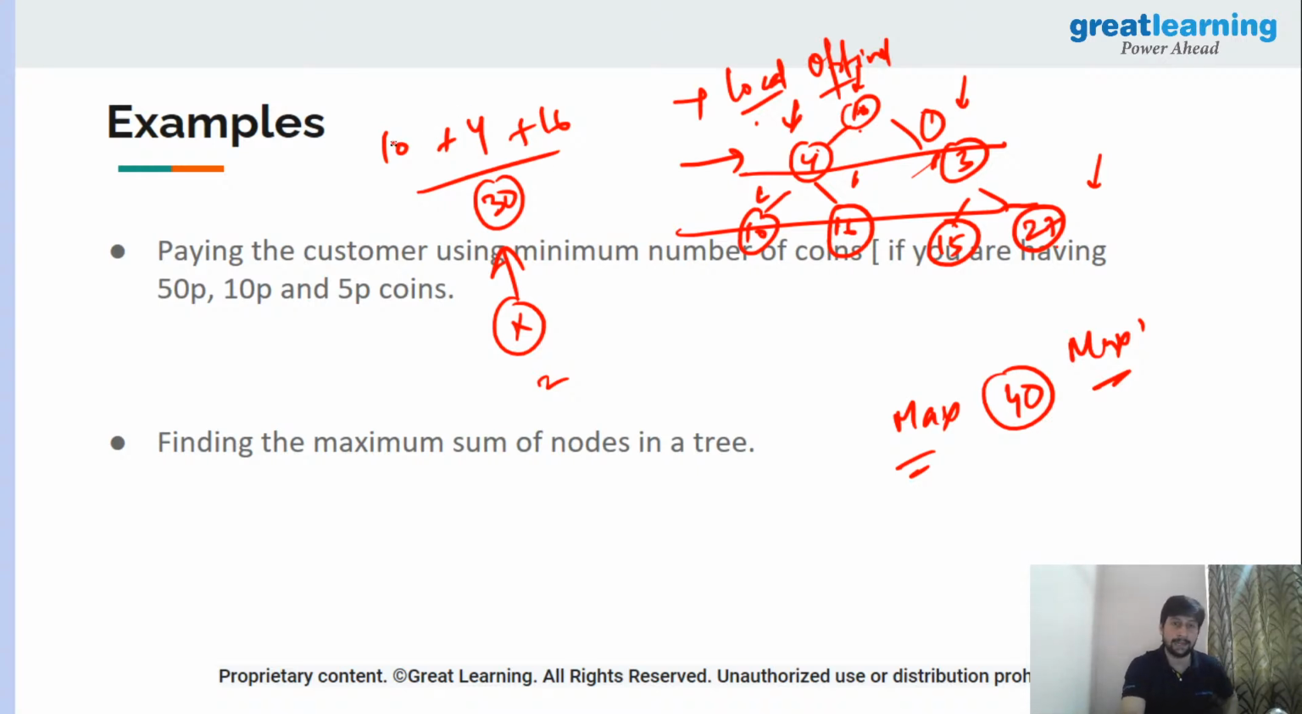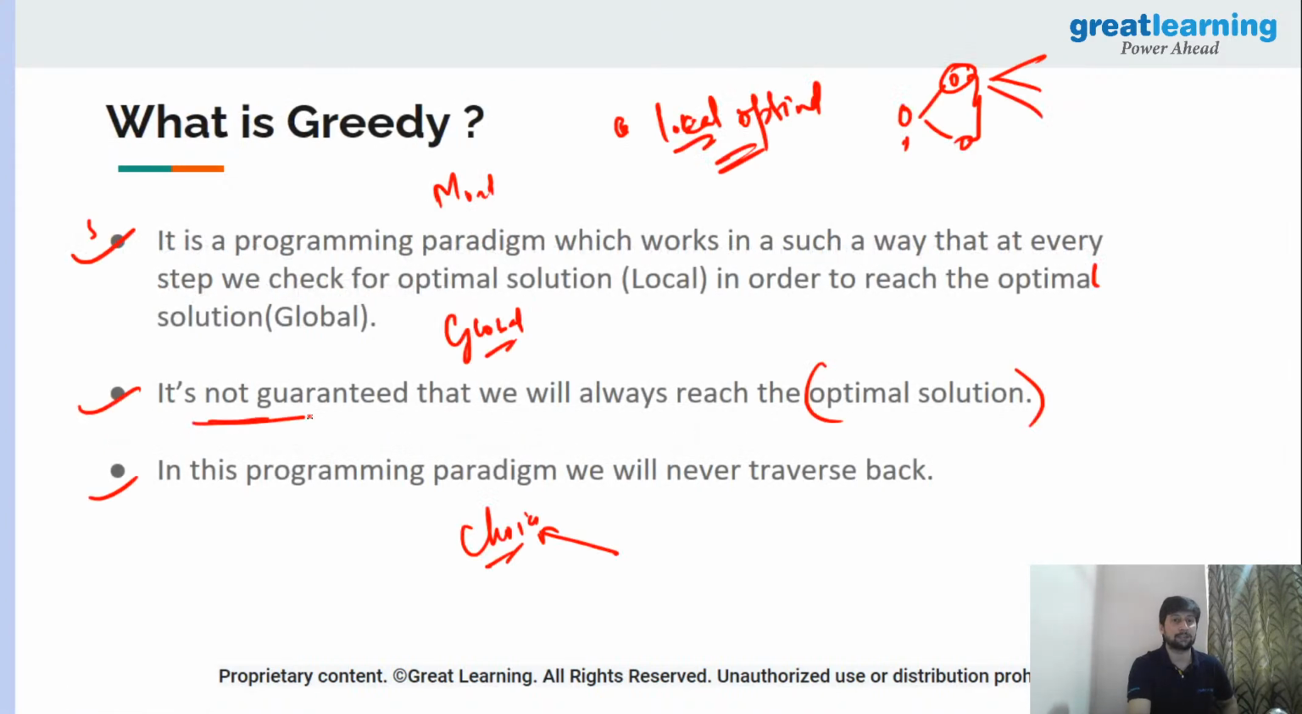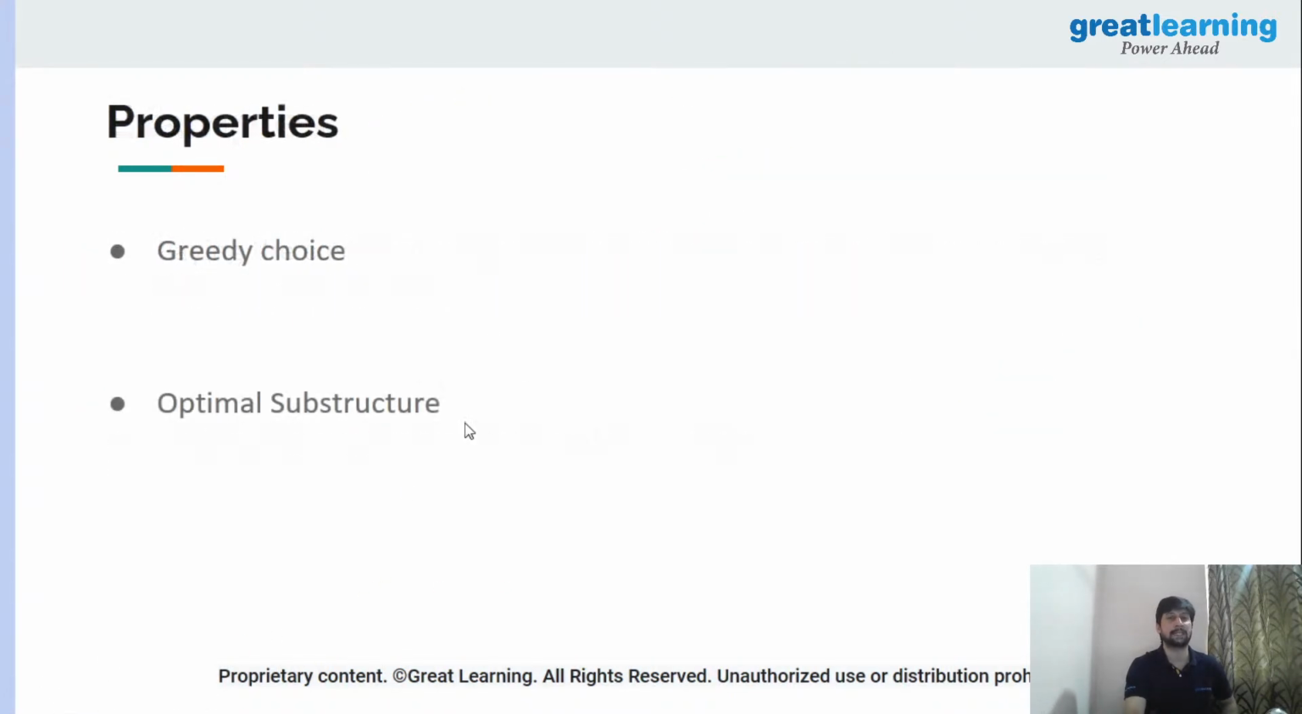So locally you are finding the greatest numbers in order to reach the optimal solution, but here it fails. That is why I said in the earlier slides that it is not guaranteed that you will always reach the optimal solution. Okay, done. So now, what are the two properties that every greedy algorithm has?